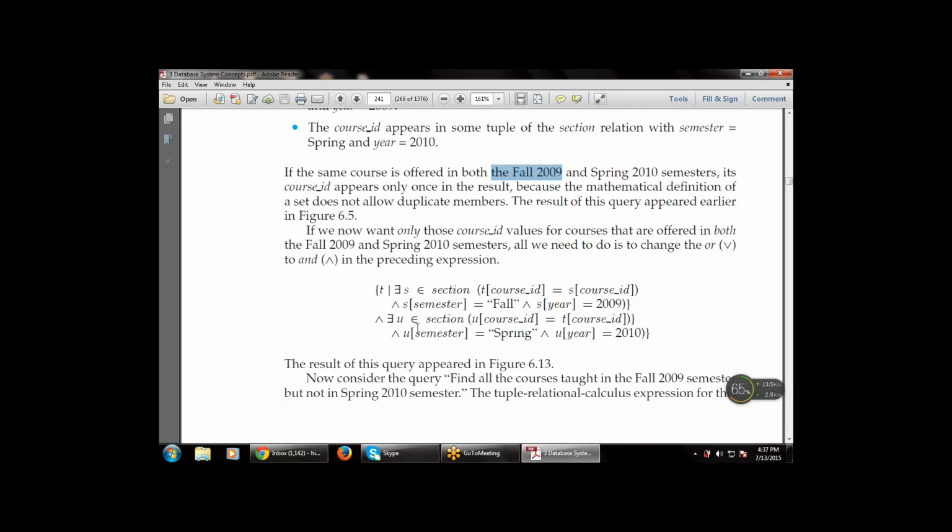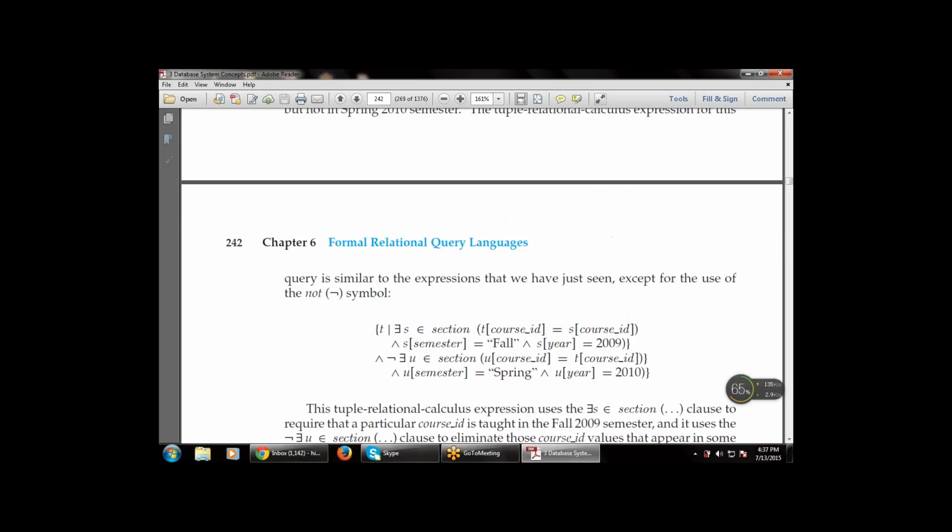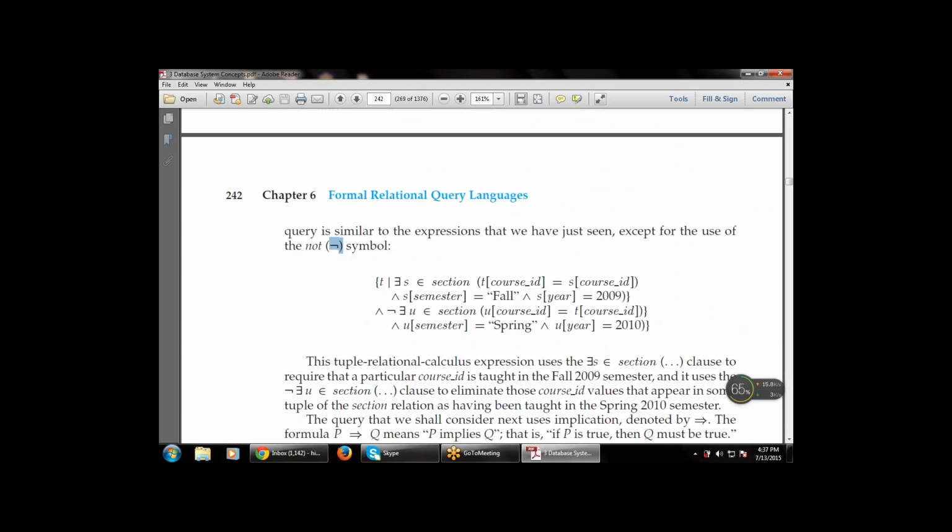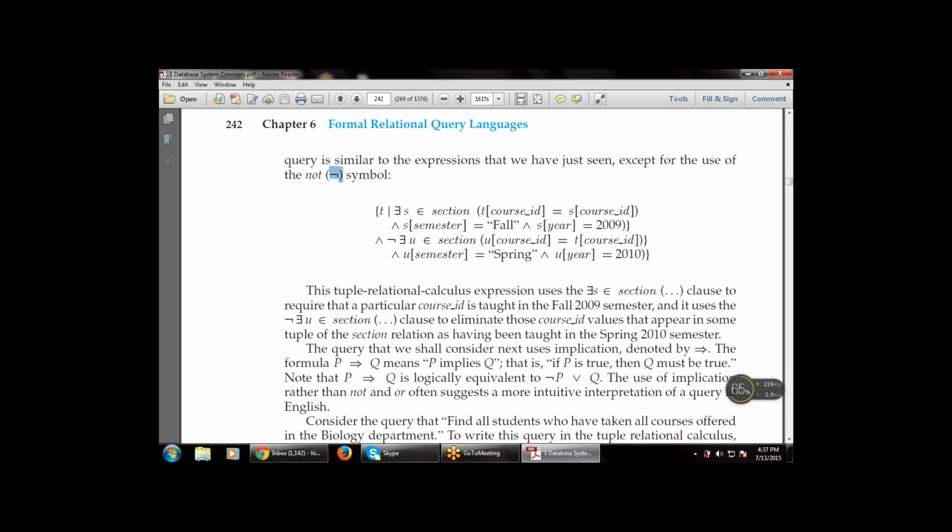Now this is another example. For the except purpose, we use the not sign. The or sign is denoted by the V, the and sign is denoted by the reverse V, and the not sign is denoted by the dash symbol. This tuple relational calculus uses there exists, as in there is a section, then there is a dot dot dot close, to require that a particular course ID is taught in the fall 2009 semester, and its use of there exists U that belongs to the section.